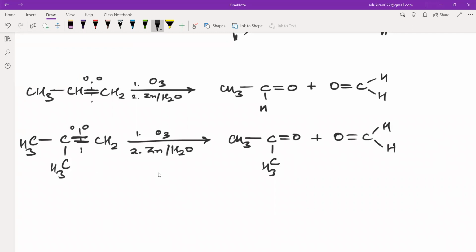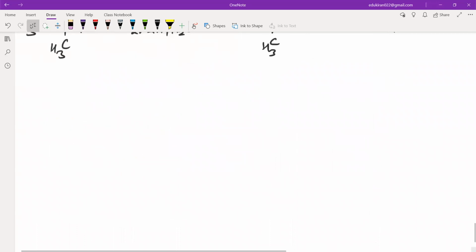Okay. Can I move? Yes or no? Please tell me. Yes. Okay. Now, next we have one more reaction left. That will be your homework. You have to do it on your own. We'll just look at the NCERT polymerization.